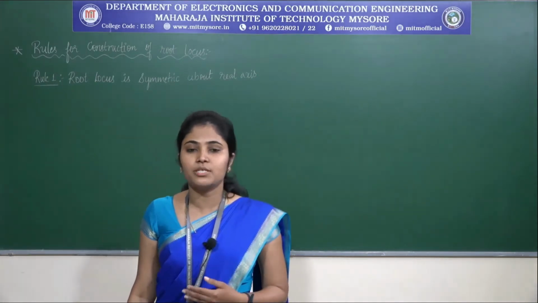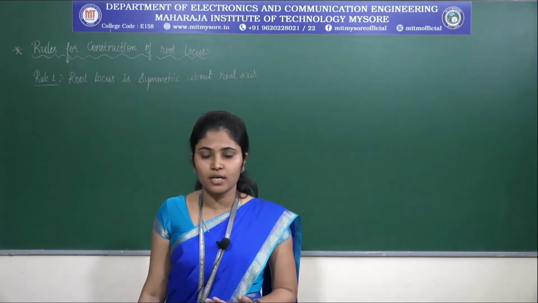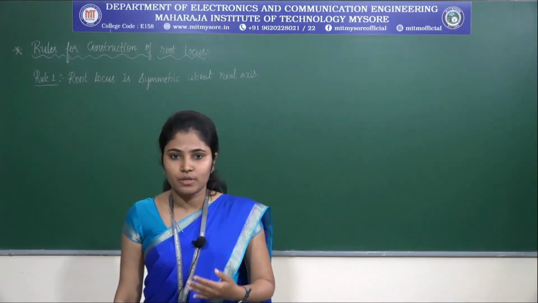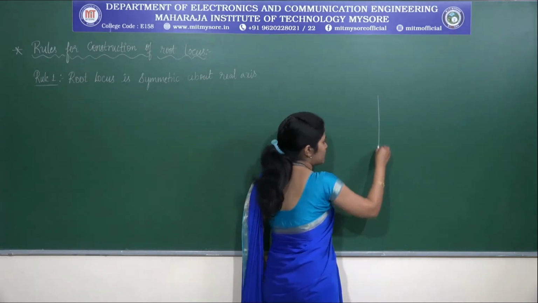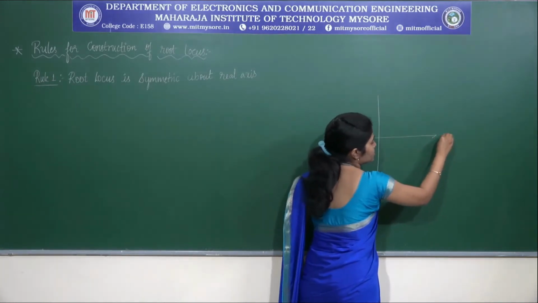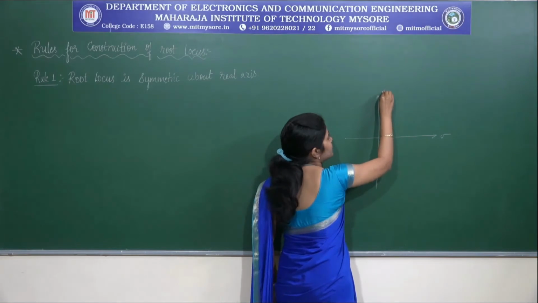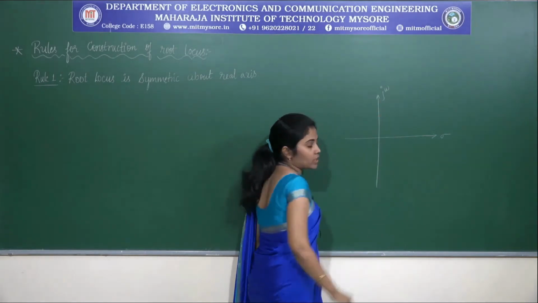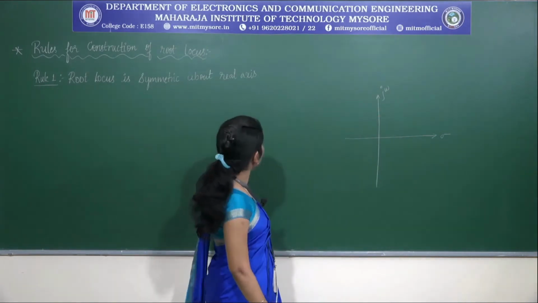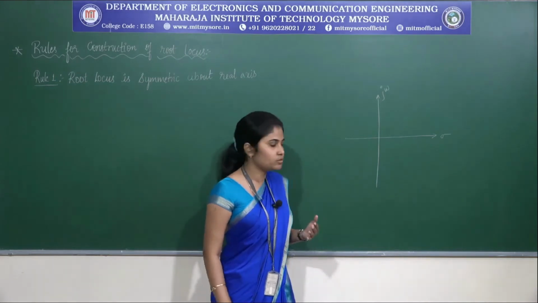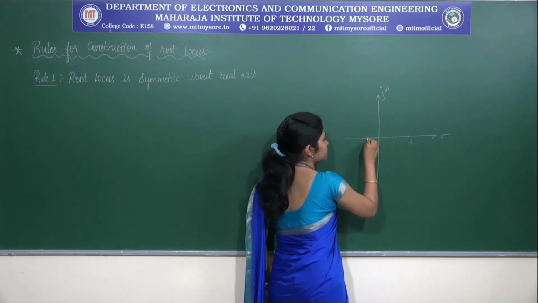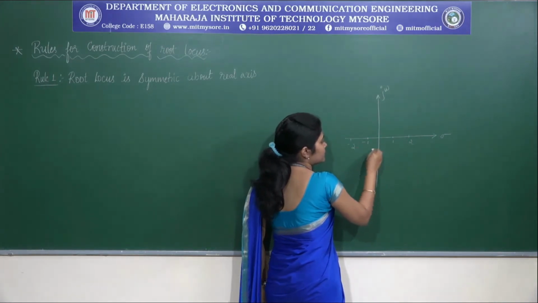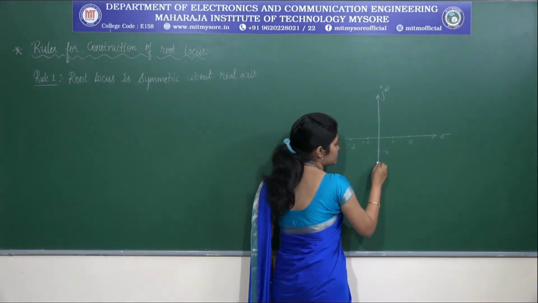So after the completion of root locus, we can clearly check whether the root locus is symmetric about the real axis, which means that, if I draw S plane, this is sigma and the y axis will be j omega. As the first rule tells, it is symmetric about the real axis. So this is our real axis and this is our imaginary axis.